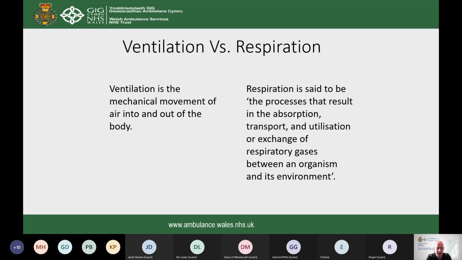So, ventilation versus respiration. I can't even speak today. Ventilation versus respiration. What is the difference? Or is there a difference? Put it in the chat bar if you want. Are they the same thing? Any idea? What's the difference between ventilation and respiration?